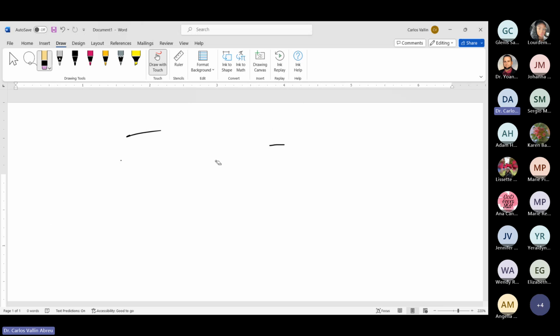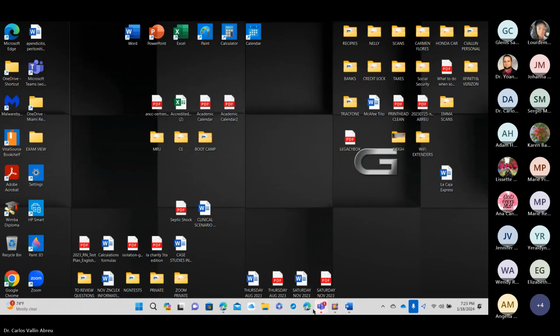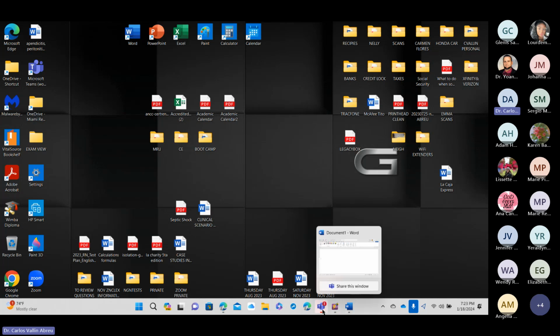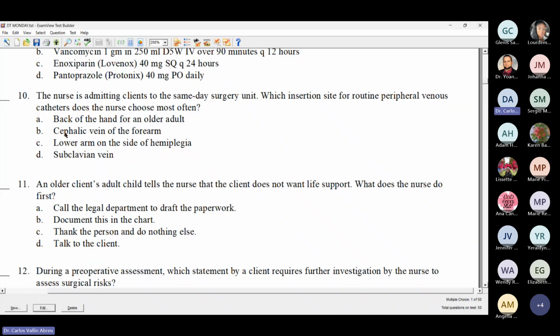The dorsal hand of all people is not good to catheterize veins. So the best answer is the cephalic vein of the forearm.